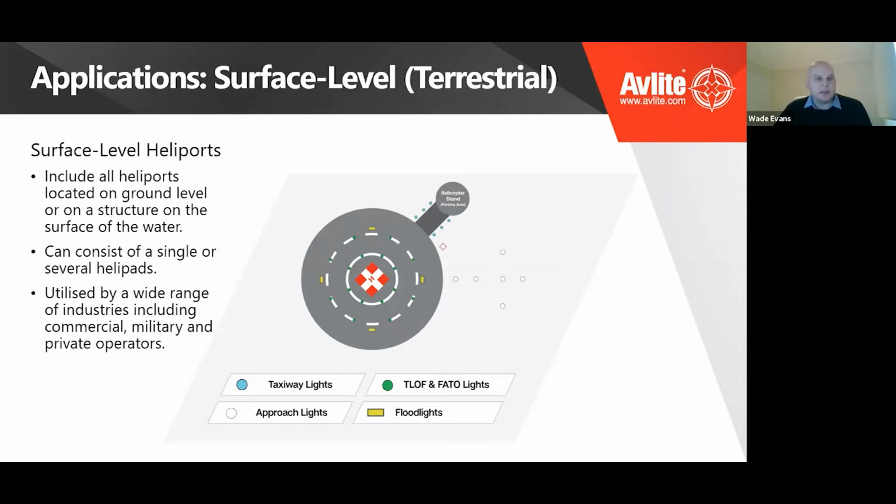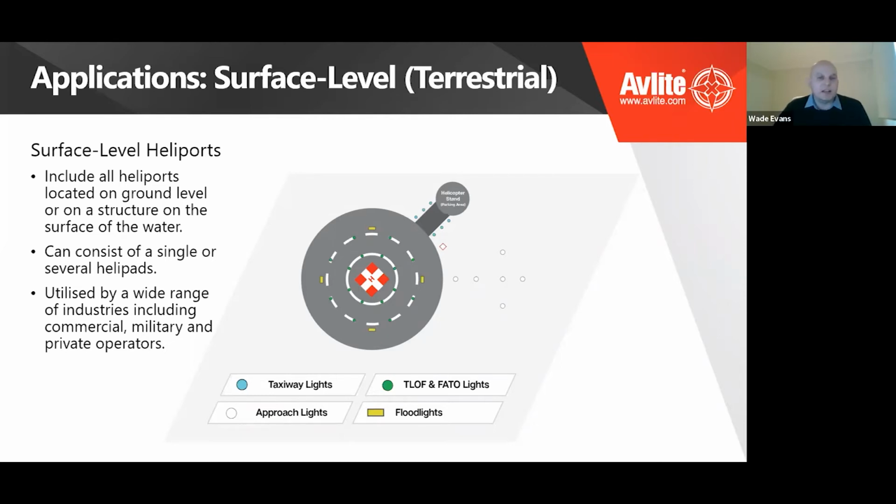So when we go through the applications, we start off with terrestrial or surface level heliports. This includes all heliports located on the ground level or on ground structures or on the surface of the water. By that, we mean we're talking about implementations, say pontoon implementations on the surface of water. It can consist of a single or several helipads.